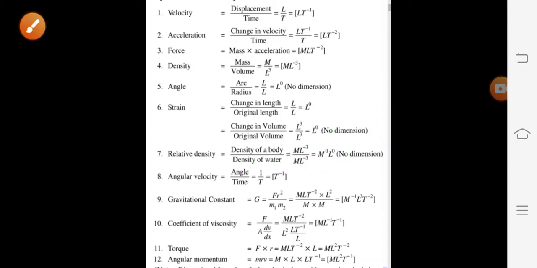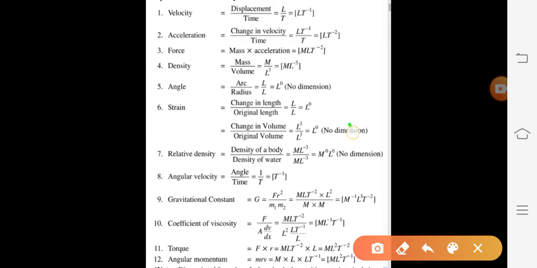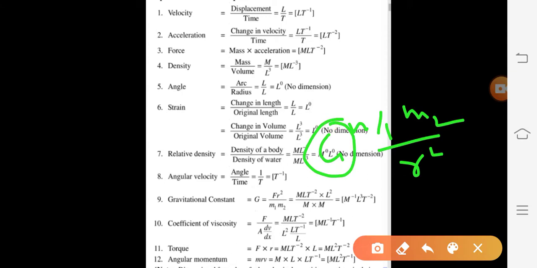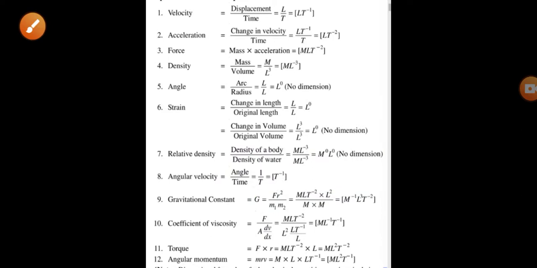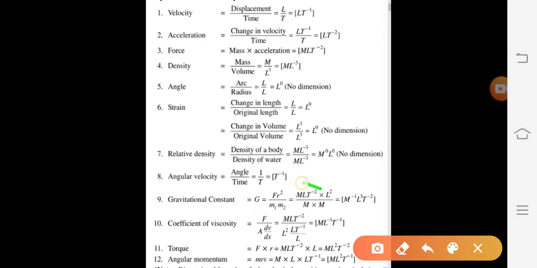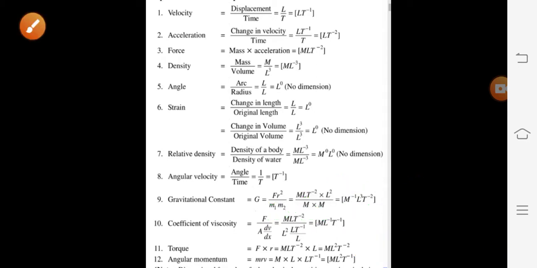dimensions of angular velocity. Gravitational constant, you know that F equals G m1 m2 upon r square. So what is the dimension of G? Place G here and move r square to the other side with the force, multiply by force and divide by m1 m2 here. So we get a dimension. Put all the dimensions: this is the dimension of force, MLT minus 2, here the dimension of length, and at the denominator the dimension is the product of the masses, so if we solve these, M minus 1 L cube T minus 2 is the dimension of gravitational constant.